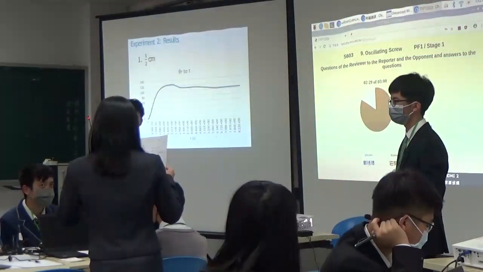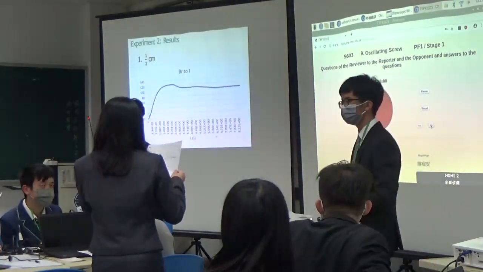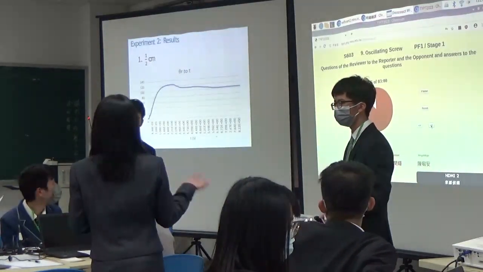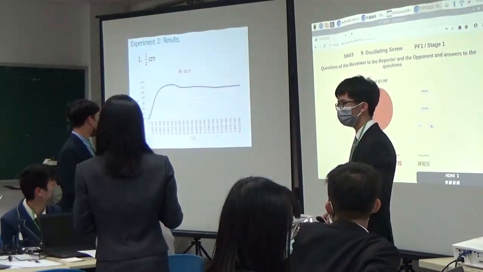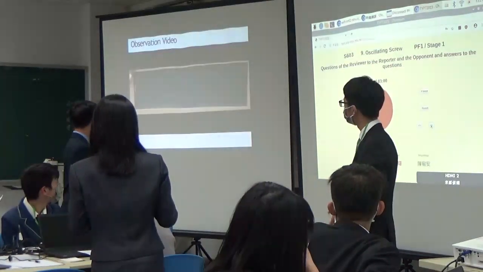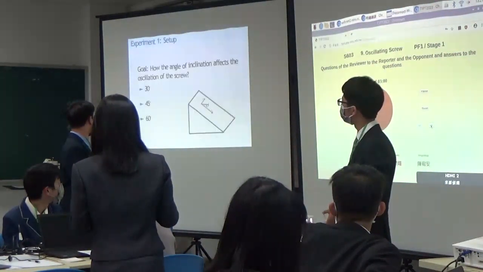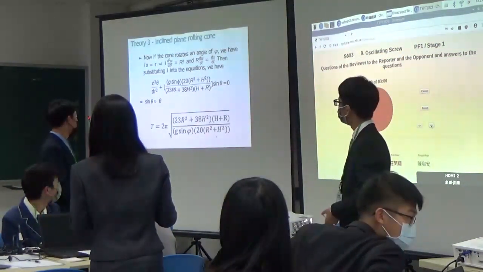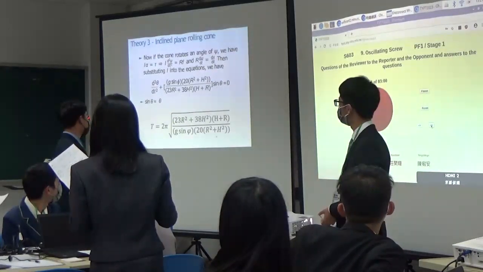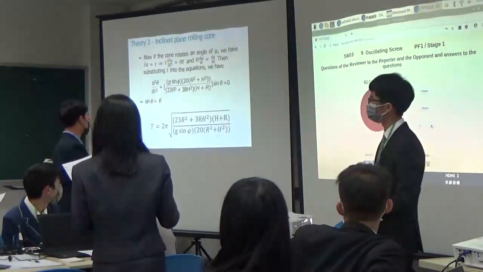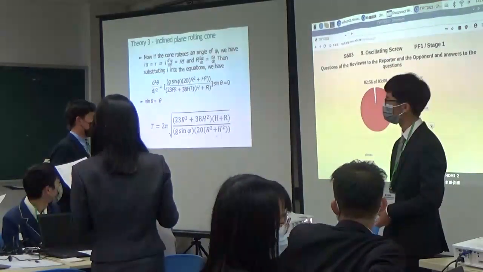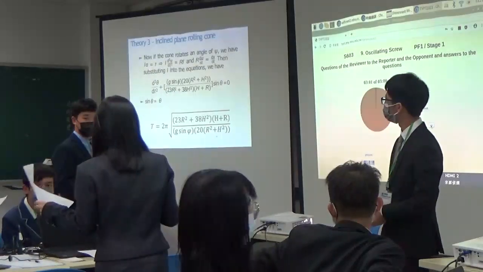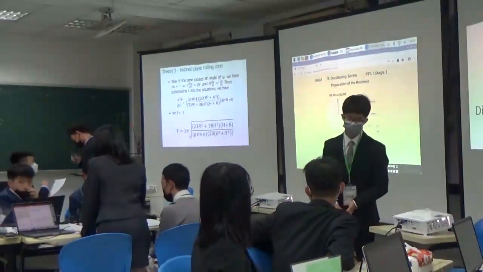Okay, thank you. Can you please tell us how your experiment reflects on the formula of your inclined plane rolling cone? Yes. This is the phi, and this is R and H. H is the length of the screw, and R Okay, time is up, 3 minutes for the review.